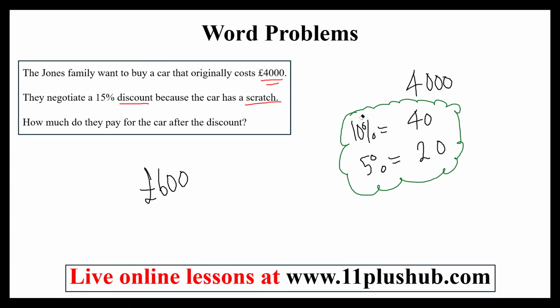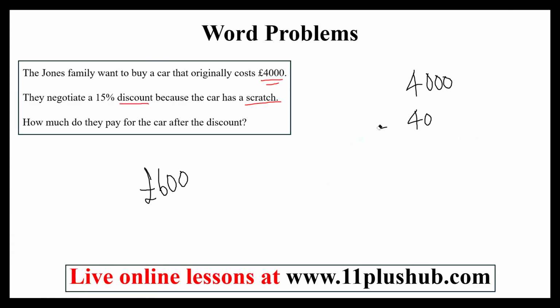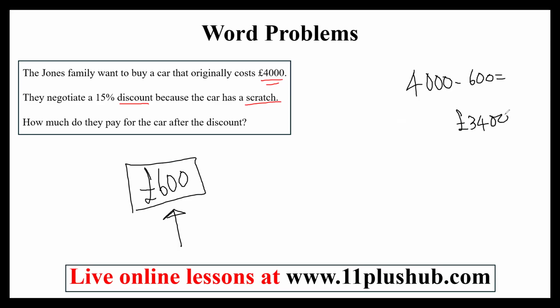But be careful with the wording of this problem. Okay, we've now found 15%, but the answer isn't £600 because the question tells us that the discount is £600. In other words, the car is reduced by £600. This isn't the new cost of the car. This is the value of the discount. Okay, so we need to take £600 away from £4,000. What are we going to get? We are going to get £3,400.